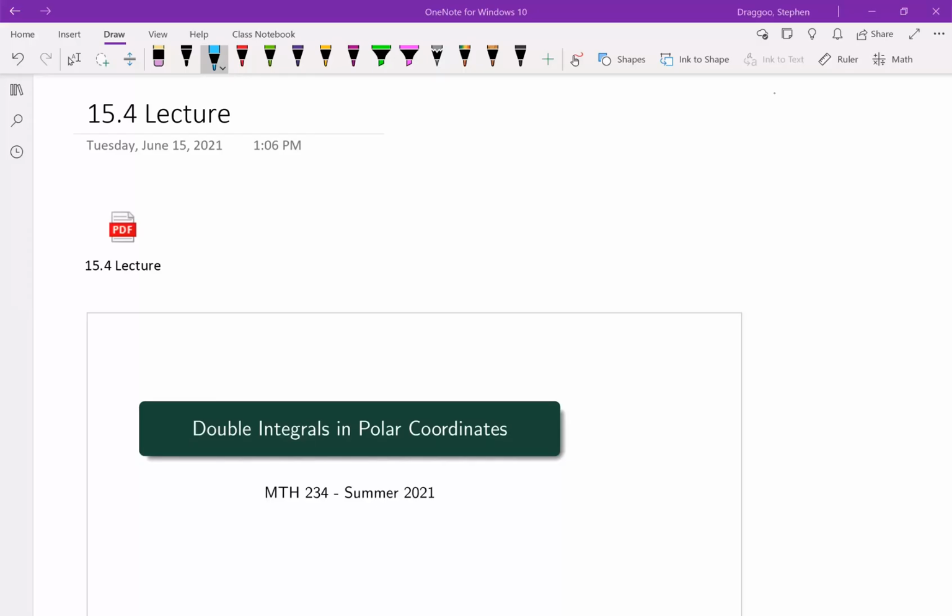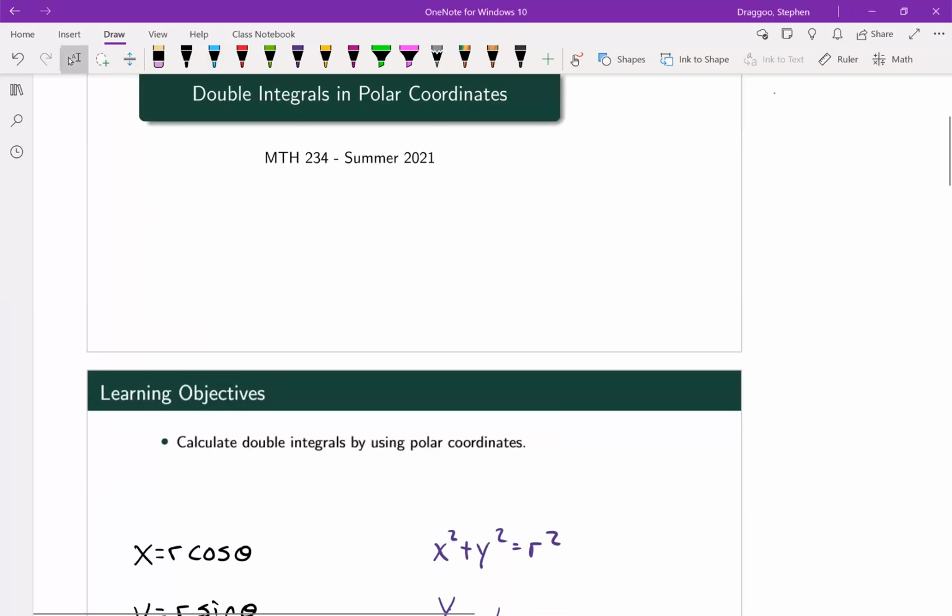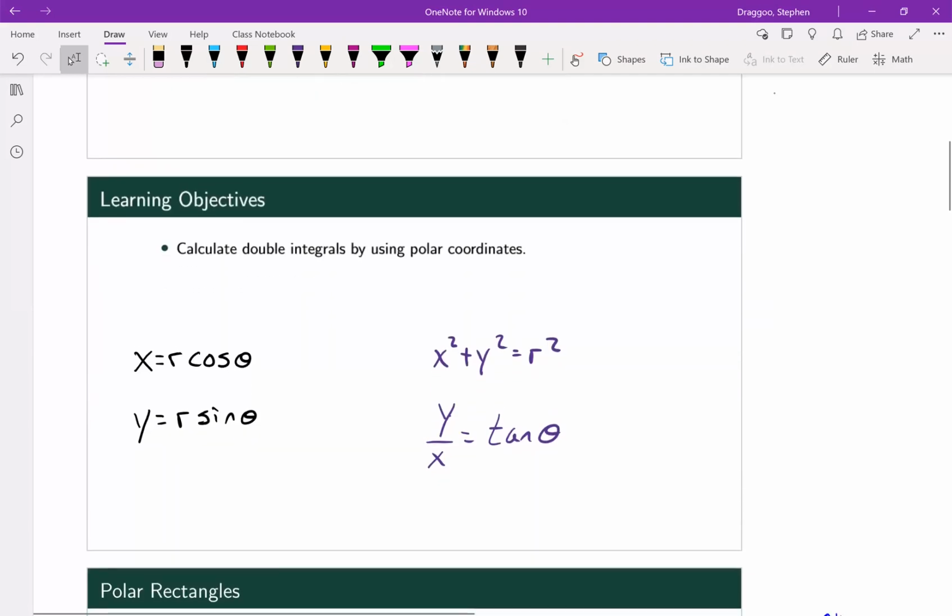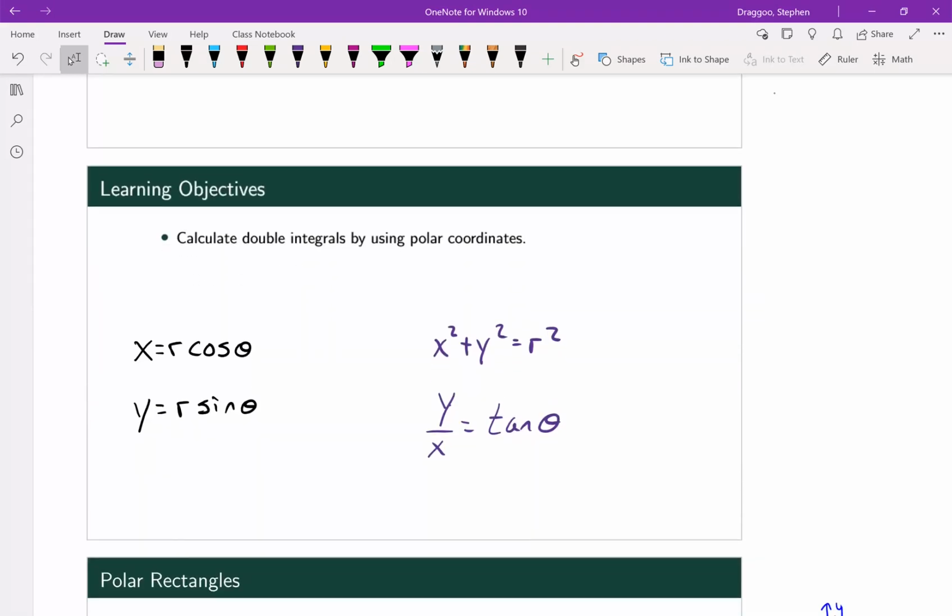All right, let's take a look at section 15.4, which will cover double integrals in polar coordinates. So just the one learning objective this time, which will be calculating double integrals using polar coordinates. And here on this page as well, I've provided the equations that'll convert us between rectangular coordinates and polar coordinates.